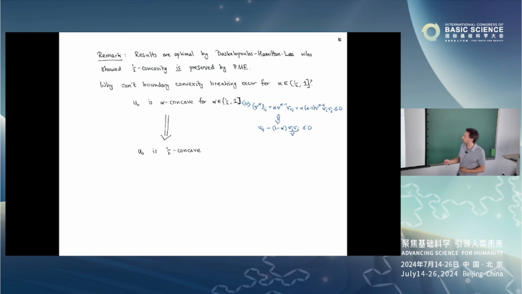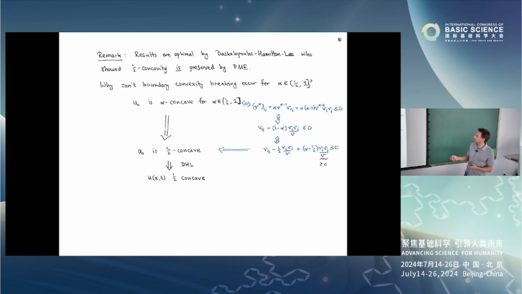On the other hand, if you pull out a factor of alpha V to the alpha minus 1, you get simply Vij minus (1 minus alpha) Vi Vj over V. And I can rewrite this as two terms, since you get the minus a half and another minus a half and then the plus alpha. And you see that this is positive definite as a matrix. And therefore, this thing being less than or equal to 0 is stronger than this thing being less than or equal to 0. But this thing being less than or equal to 0 is precisely that U naught is 1/2 concave. Here again, I'm writing V for U naught.